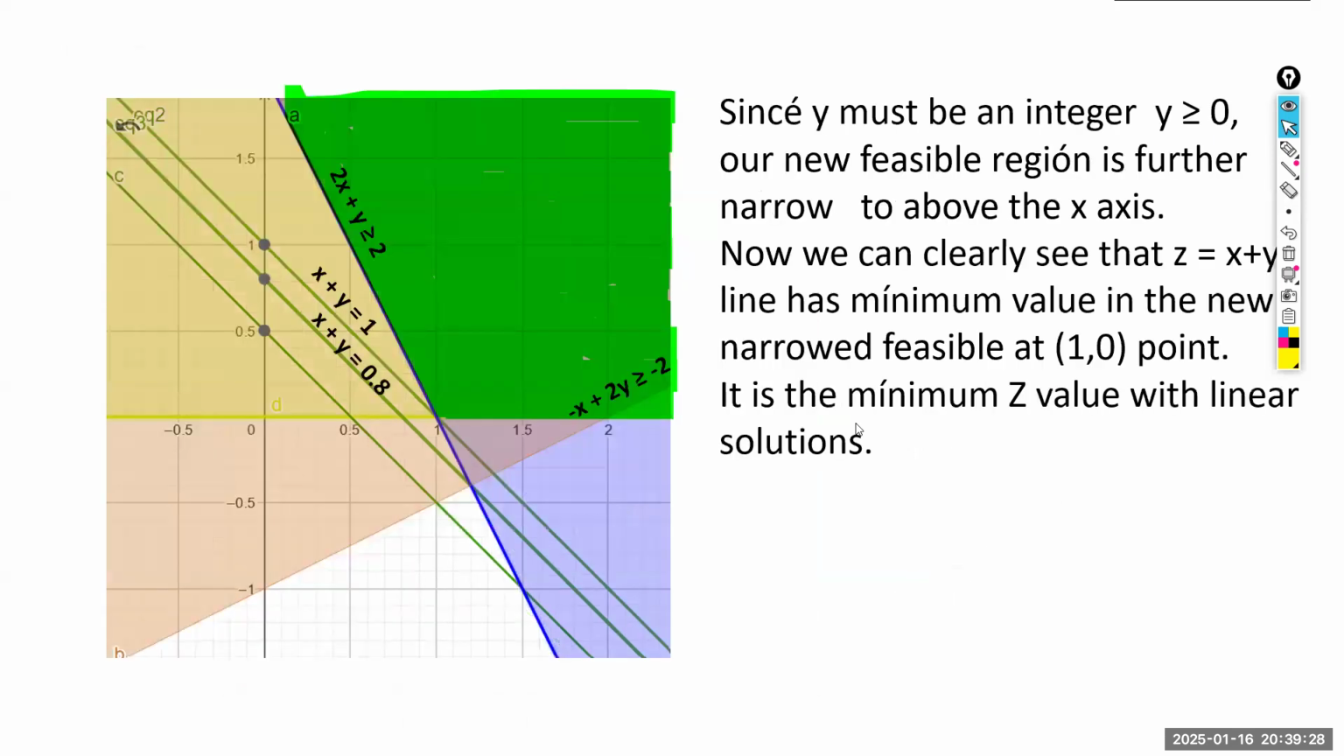Right, so now this is our feasible area, green area, because y must be bigger than or equal to 0. This is not y is bigger than 0. Y is our second variable.